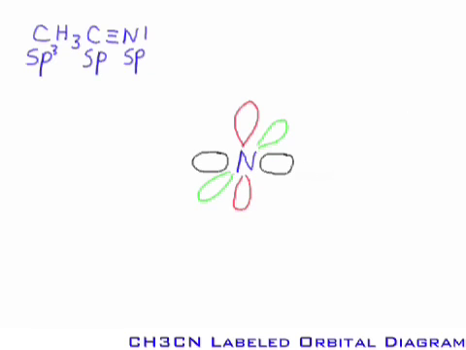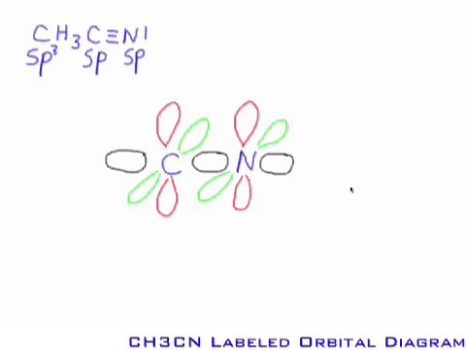Now I can do the carbon. This carbon is also sp, so here's its sp overlapping with nitrogen's sp, and I'll make its other sp over here. Because it's sp hybridized, it also gets a 2p. And a green 2p coming out of the paper, which I draw on the diagonal.